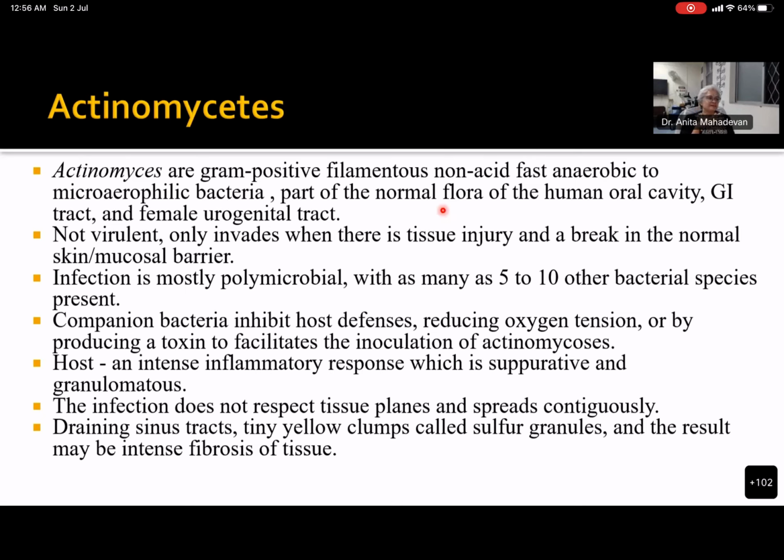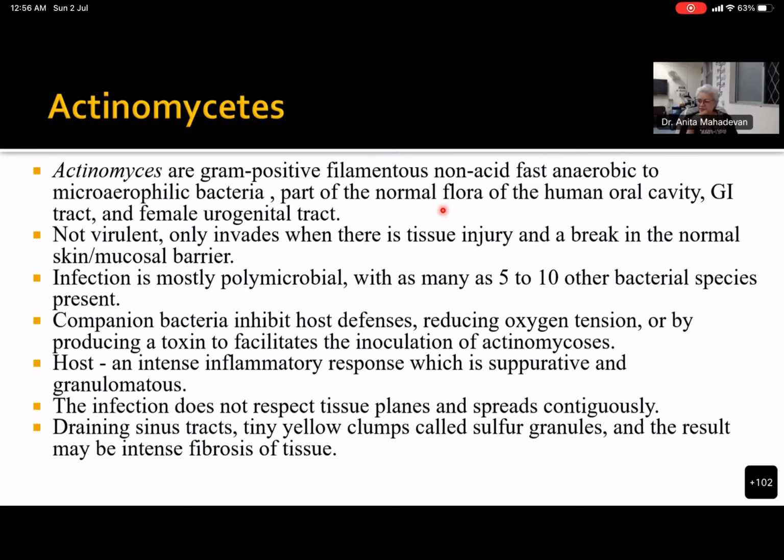And remember that the infection is invariably polymicrobial. So in addition to this, you'll have a whole host of other bacterial species present, and that's very important for your actino because that is the one that is going to facilitate this actinomycosis to invade into the host. The response is exactly what you saw, very characteristic, suppurative granulomas, and they do produce, like you said, draining sinus tracts, and what comes out is a sulfur granule, and that is what you should take for culture.